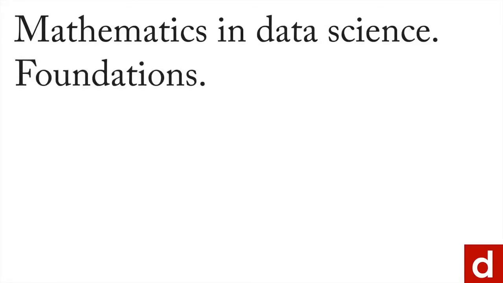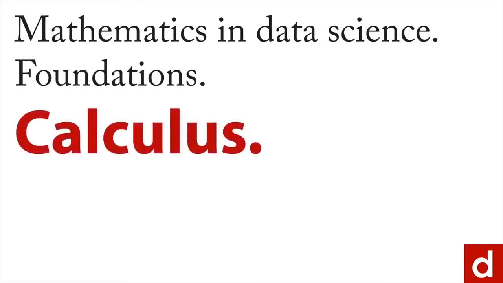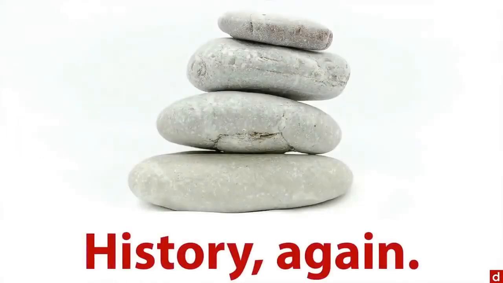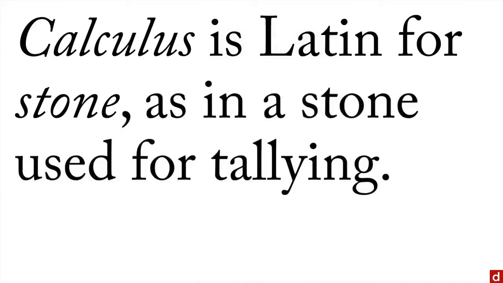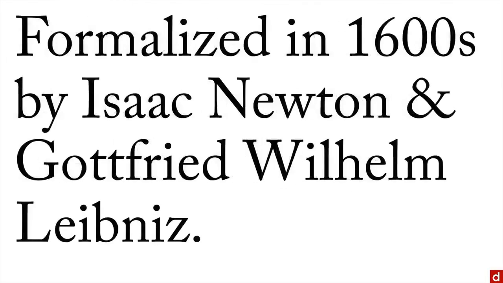As we continue our discussion of mathematics and data science and the foundational principles, the next thing we want to talk about is calculus. And I'm going to give a little more history right here. The reason I'm showing you pictures of stones is because the word calculus is Latin for stone, as in a stone used for tallying, where people would actually have a little bag of stones and they would move them and they would use it to count sheep or whatever. And the system of calculus was formalized in the 1600s, simultaneously and independently by Isaac Newton and Gottfried Wilhelm Leibniz.